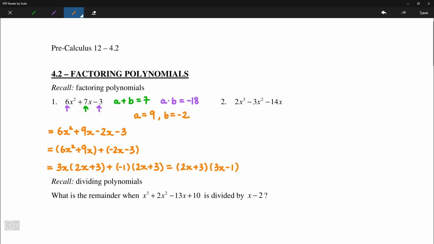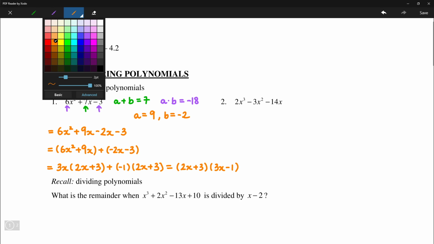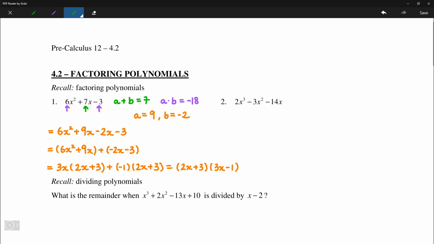Okay, so that's one way of factoring, again, that is called factor by grouping. The second way of factoring that we might have seen is we're going to show that in example 2 here. So first of all, notice that there's a common factor of x, so we'll factor that out first. So we have x times 2x squared minus 3x minus 14.